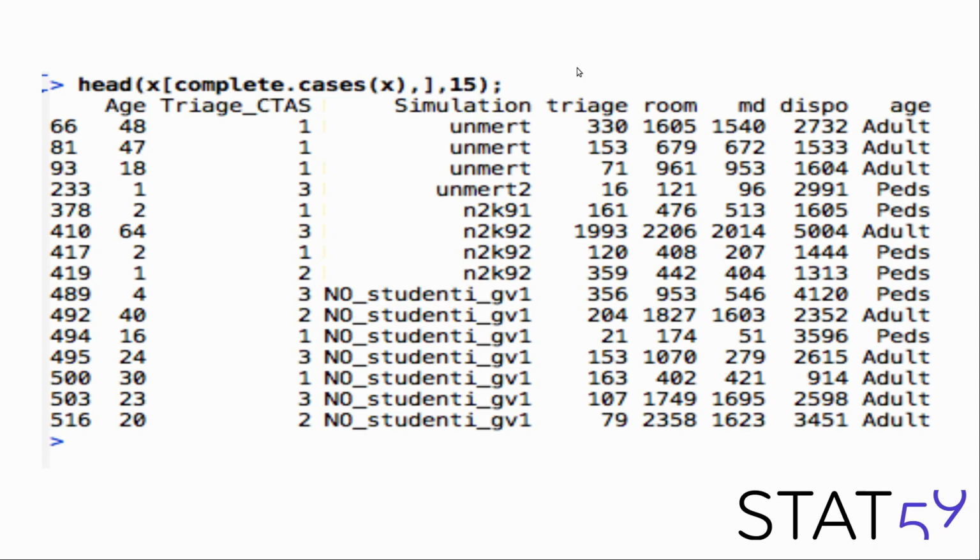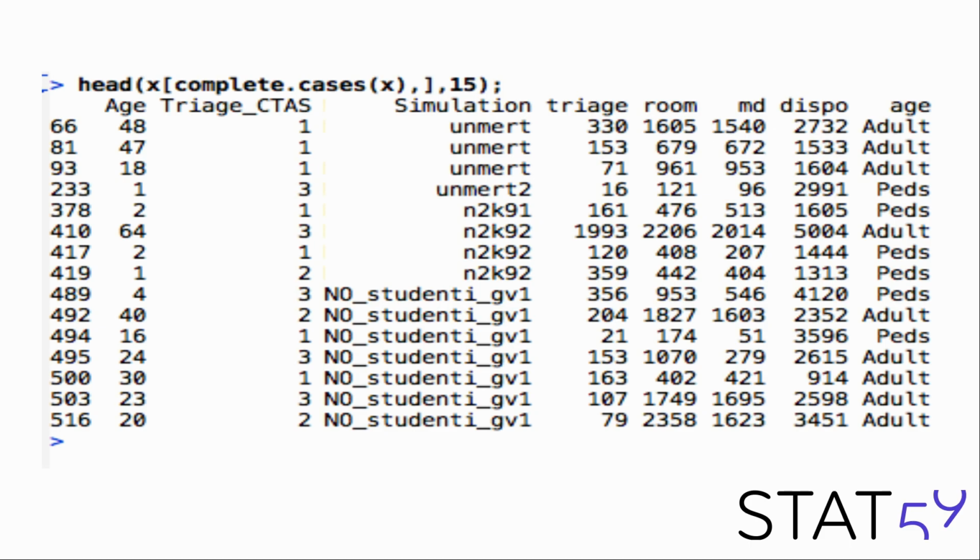So in this lesson, I'm going to talk about this data set. We can look quickly at this data set. It is a group of simulations, and each one of the rows is a simulated patient. For each simulated patient, we know their age, their triage score, which simulation they were involved in. Then we also know their time to triage, time to get a room, time to see a medical doctor, time to be disposed, and whether they were adult or pediatric case. So this might represent a typical research project.